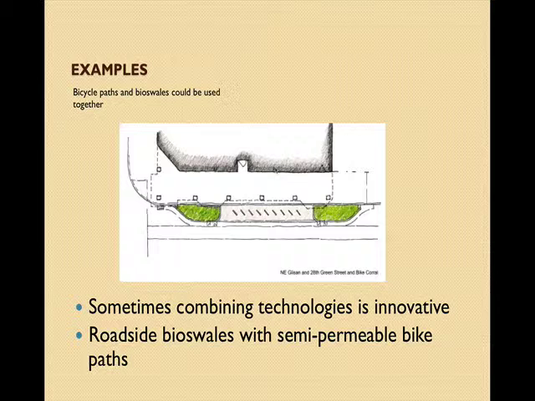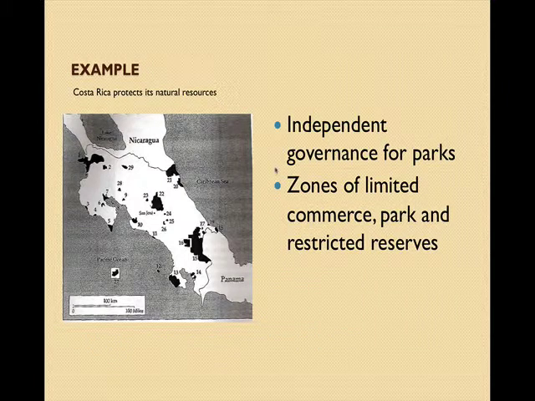So the idea here is that combining this was innovative, and it also allowed for the bike path to be made out of semi-permeable paving, so that even contributed more to handling rain runoff of the street. So we had the bioswale and the semi-permeable path working together to help reduce stormwater runoff.